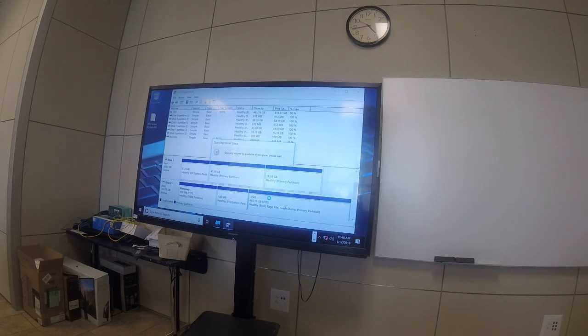Because it's going to be using the whole thing, right? You can just start out with one partition. You can say shrink.